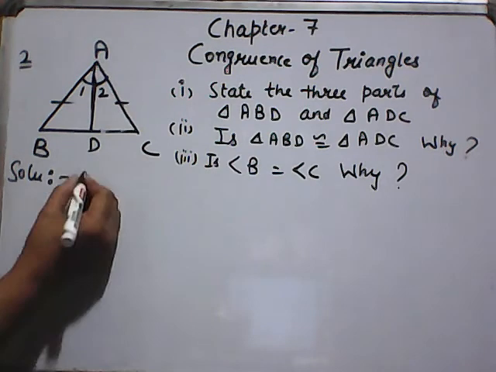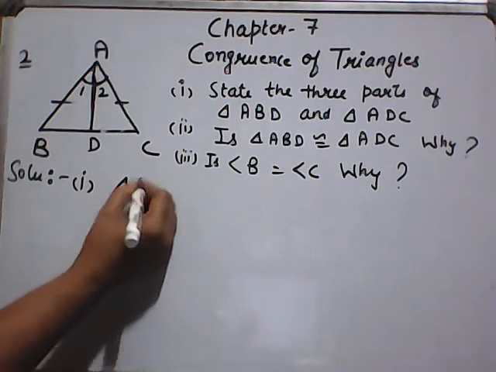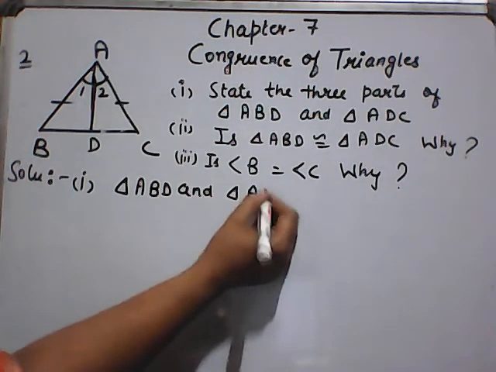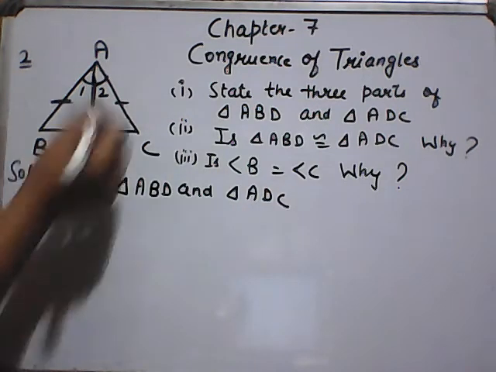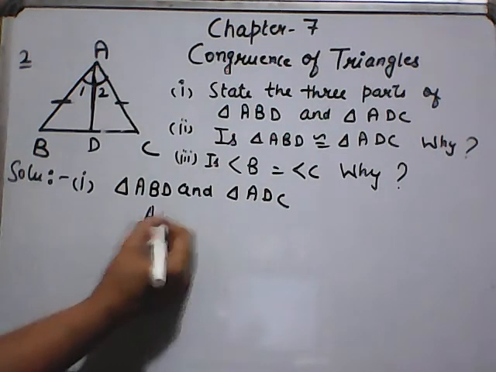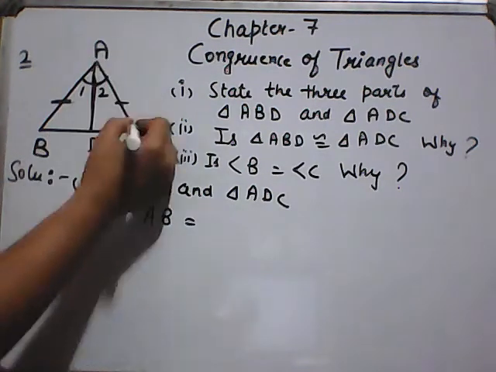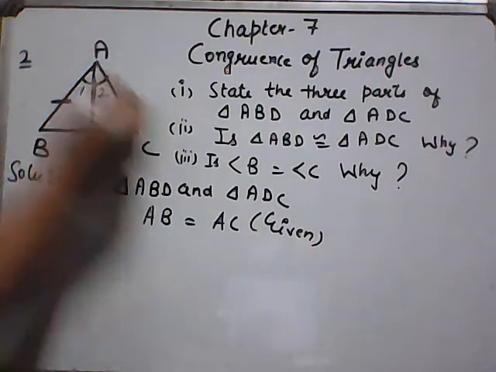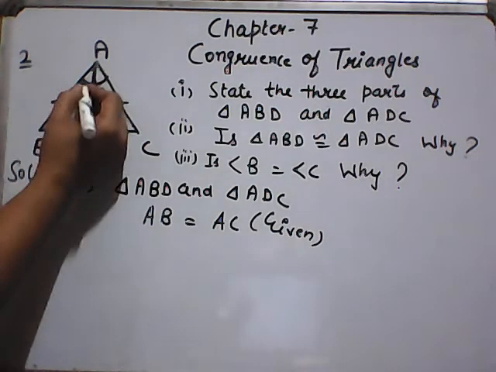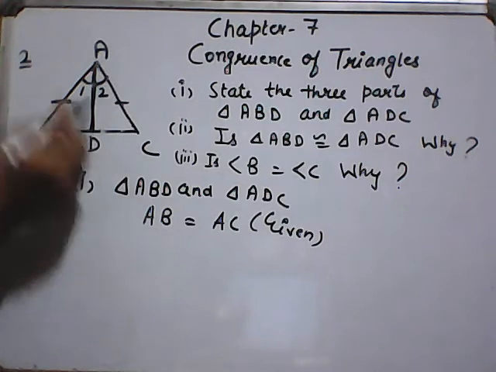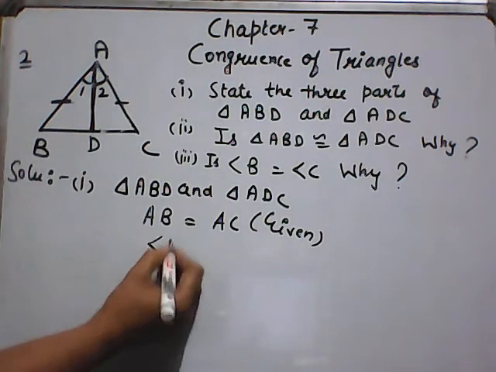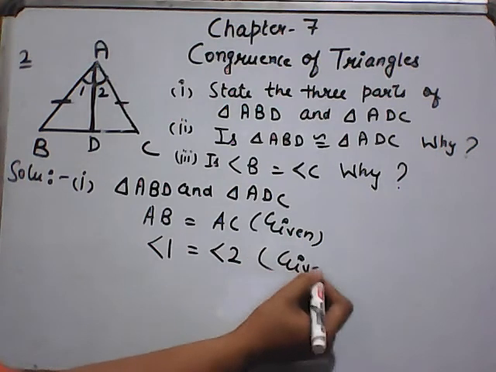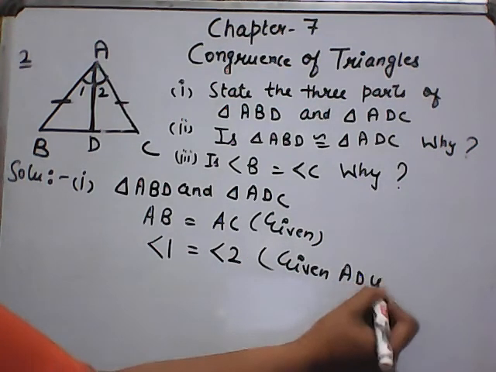In the first part, let's take triangle ABD and triangle ADC. Side AB of triangle ABD is equal to side AC of triangle ADC. It is given to you. Now, angle 1 is equal to angle 2, as AD is the bisector of angle A. It is given to you. Bisector means it divides the angle into two equal parts. It is also given to you. AD is the bisector of angle A.